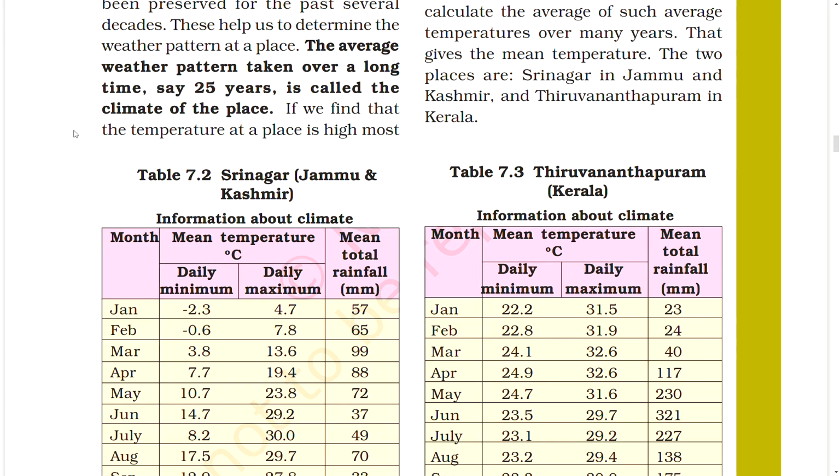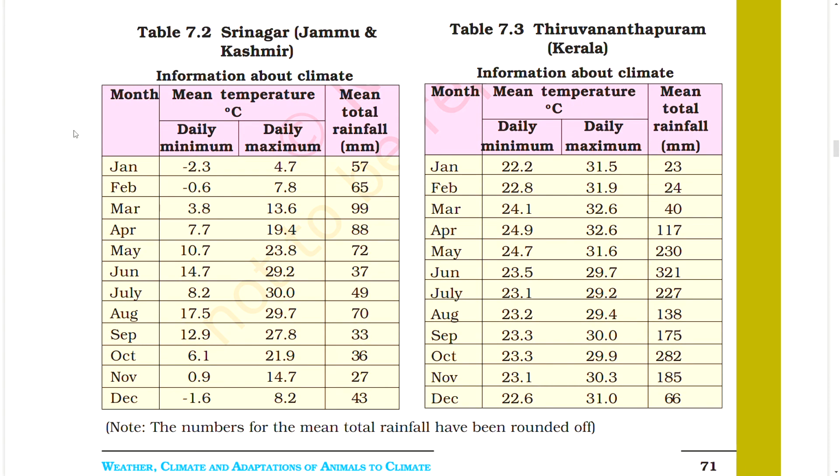Table: Thiruvananthapuram, Kerala. Information about climate. Month, mean temperature in degrees Celsius, daily minimum, daily maximum, mean total rainfall in millimeters. January 22.2, 31.5, 23. February 22.8, 31.9, 24. March 24.1, 32.6, 40. April 24.9, 32.6, 117. May 24.7, 31.6, 230. June 23.5, 29.7, 321. July 23.1, 29.2, 227. August 23.2, 29.4, 138.